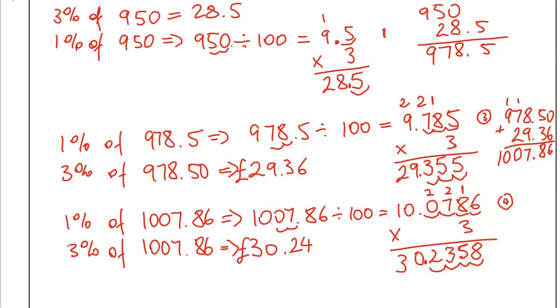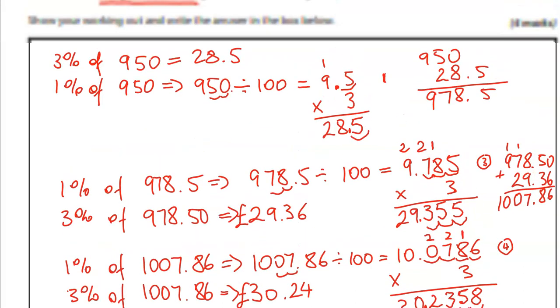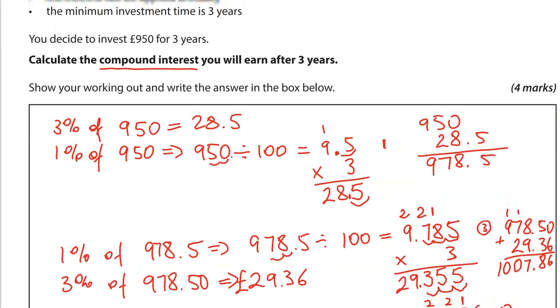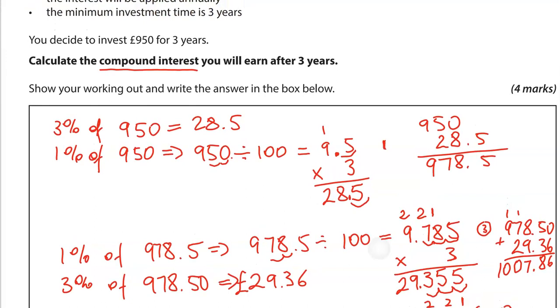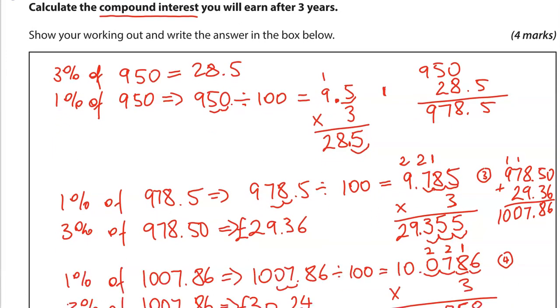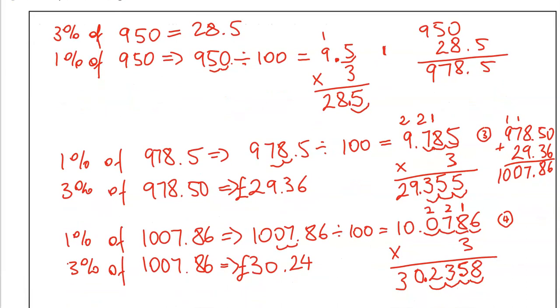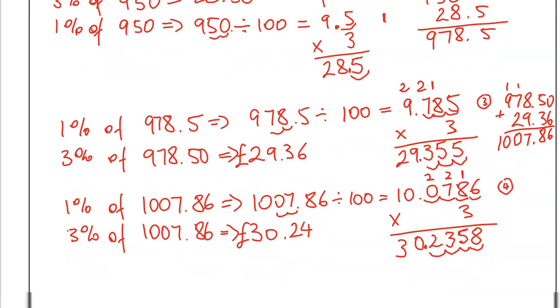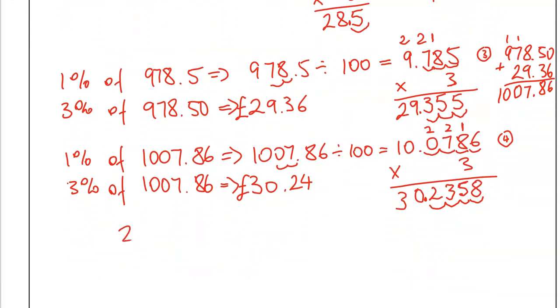So we've now got the interest for the third year as well. The question was to work out how much interest will be earned after 3 years, so only interest. So let's just collect all the interest amounts for the 3 years. The first one, for the first year, was 28.5 or £28.50.